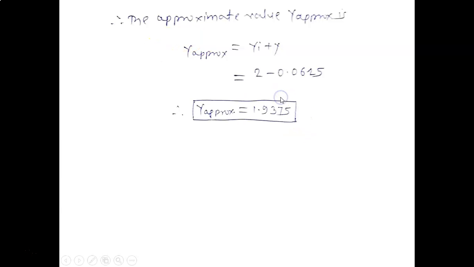Therefore, the approximate value, y approximate, is equal to yi plus small y. Substitute the value of yi and small y. Therefore, we are getting 2 minus 0.0625. Therefore, y approximate is equal to 1.9375.